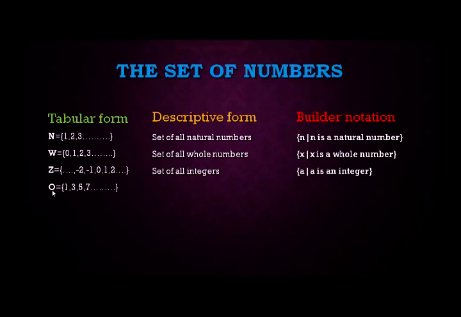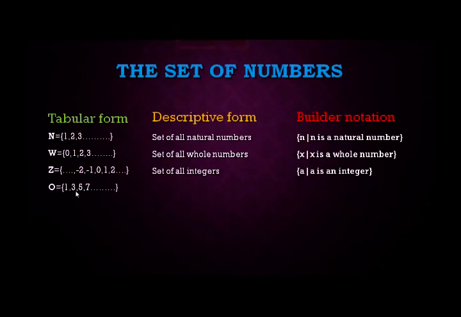The next one is O equals to {1, 3, 5, 7}. So what is this O? This O represents odd numbers. What is an odd number? A number which is not divisible by 2. 1 is not divisible by 2. 3 is not divisible by 2. 5 is not. 7 is not divisible by 2. So that type of numbers which are not divisible by 2 are known as odd numbers.